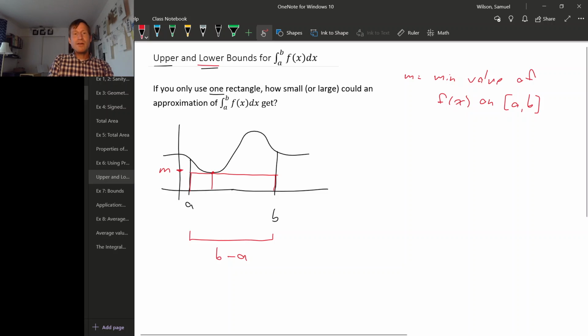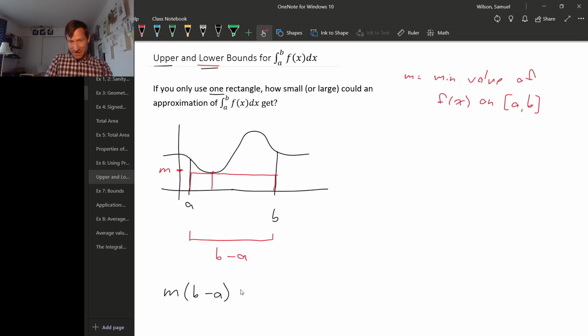And we can write down the area of this rectangle. The height of it is m, and the width of it is b minus a. And so the area is m times b minus a. But look, the red rectangle fits inside of the region that we started with, the area under the graph that we were approximating. So that means that the red rectangle's area is definitely smaller than the integral.